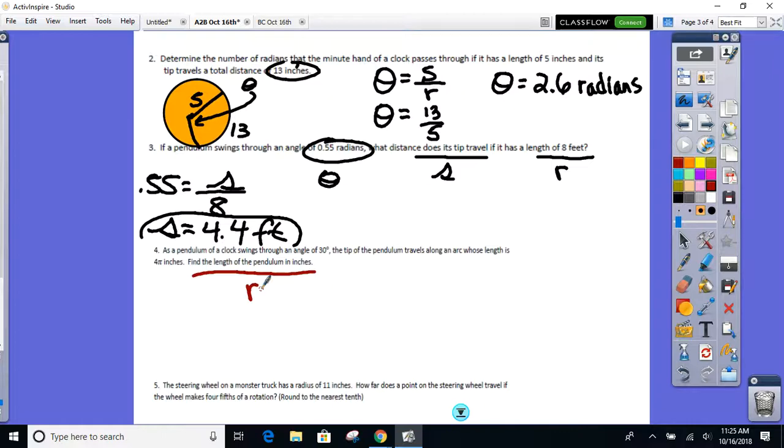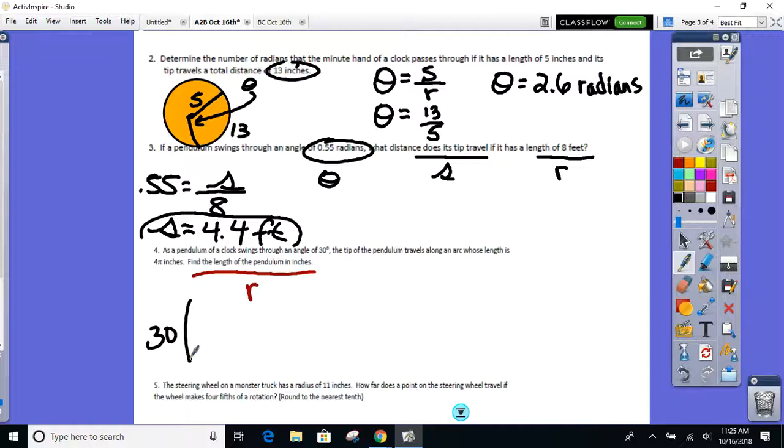30 what? Degrees. Can't use the formula yet. Why not? It's got to be in radians for you to use the formula. Theta has to be in radians. Is there anything you can do to 30 to turn it into radians? Darn right. That's why we've been converting the last 2 days to get ready for this.